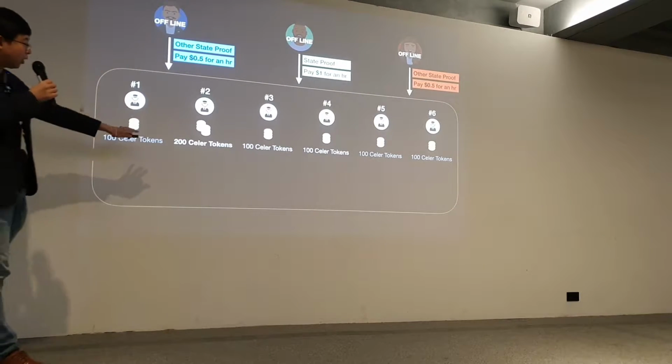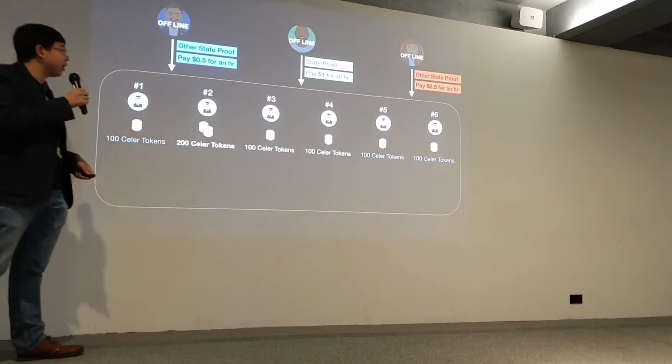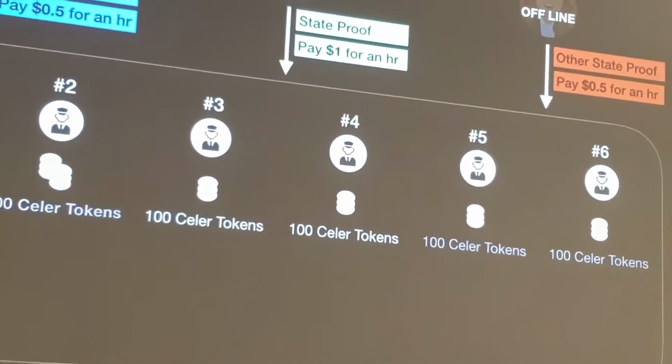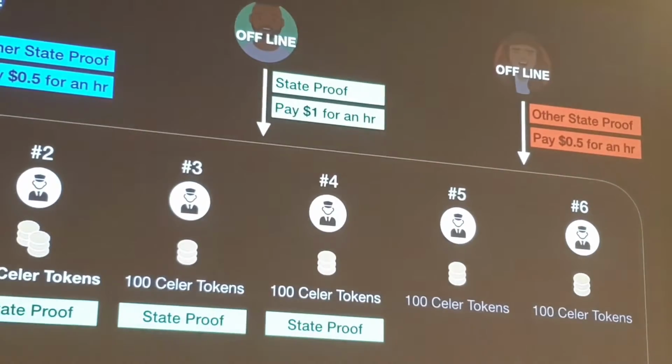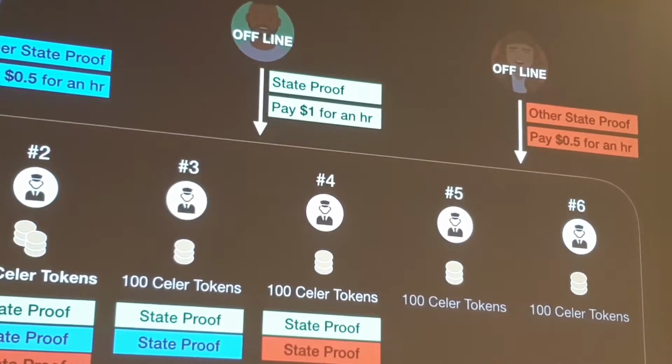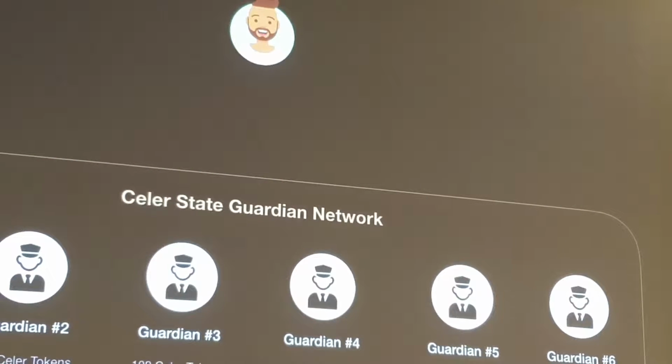And of course, if you stake more Cedar tokens, what's going to happen is that you get assigned more work, statistically speaking, and therefore receive more payment. So the Cedar token here becomes like a work authorization token, so that if you stake your Cedar, you do the work, you receive income.